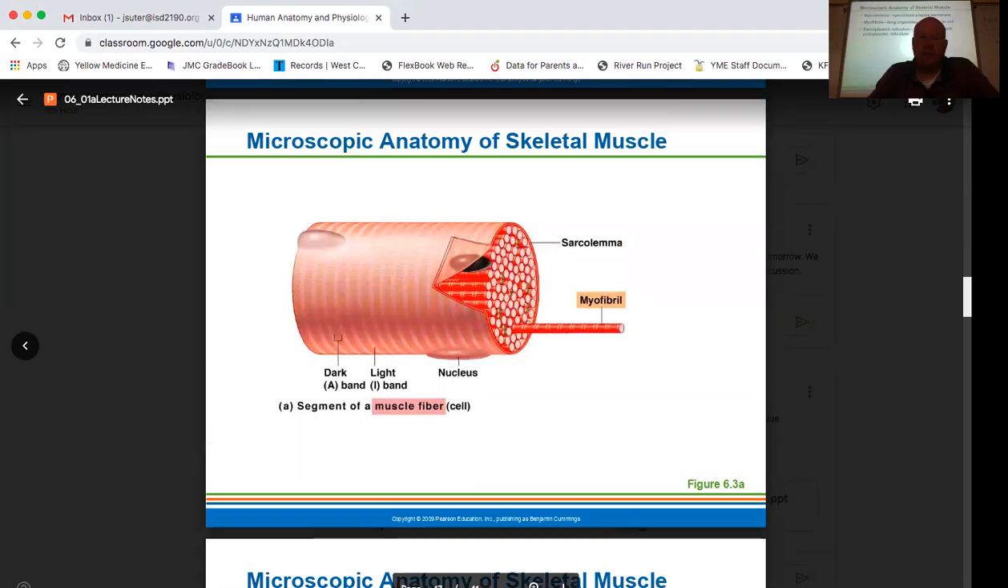So to give you an idea of what it looks like, this here is an individual muscle cell, or as the book goes back and forth, they just call them muscle fibers. Inside of the individual muscle cell are a whole bunch of the myofibrils that make up the protein filaments of the muscle cell.